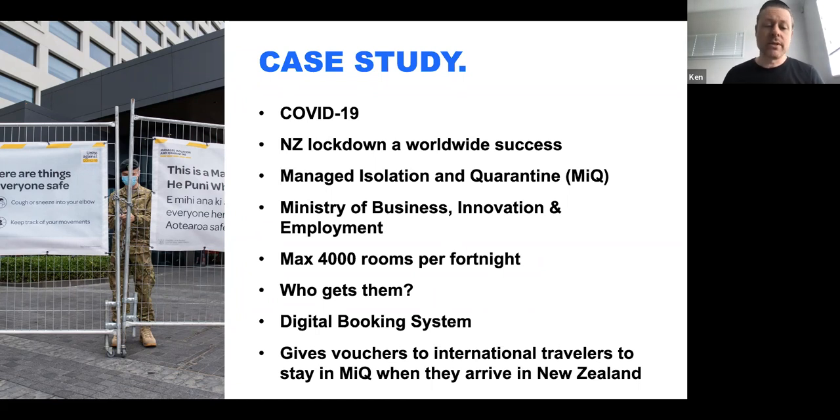So what happens is people use the digital booking system via the internet wherever they are internationally to try to reserve these rooms. And the system gives vouchers to international travelers to stay in MIQ when they arrive in New Zealand. So they are transported to MIQ, they stay there for 14 days.